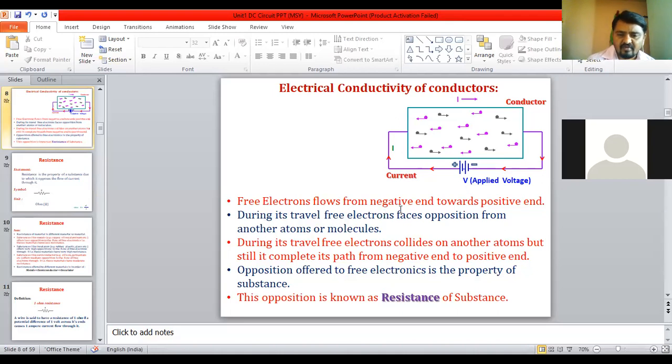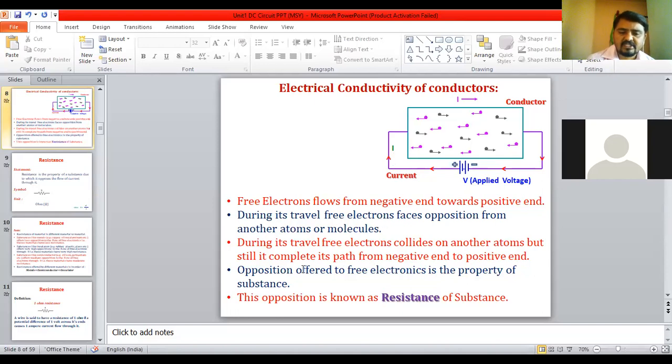Free electrons flow from the negative end towards the positive end. During its travel, free electrons face opposition from other atoms or molecules. Free electrons collide with another atom, but still complete their path from the negative end to the positive end. It will collide with that and still create a path from negative to positive.